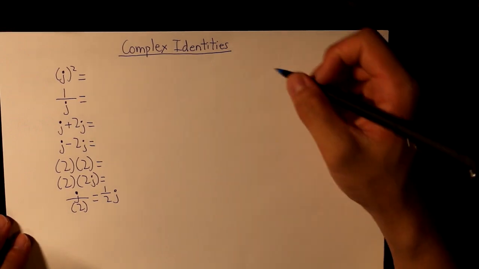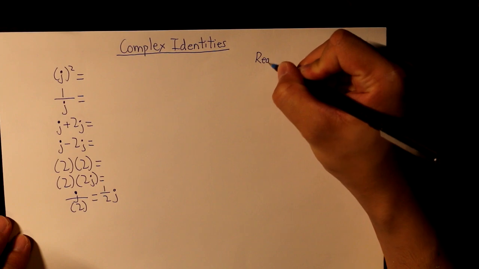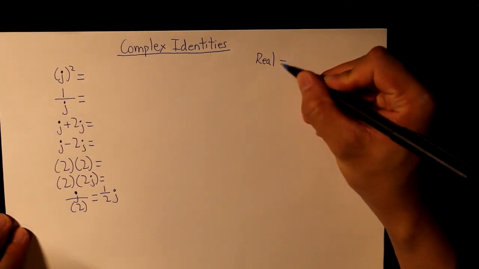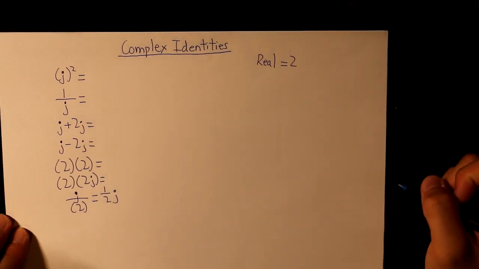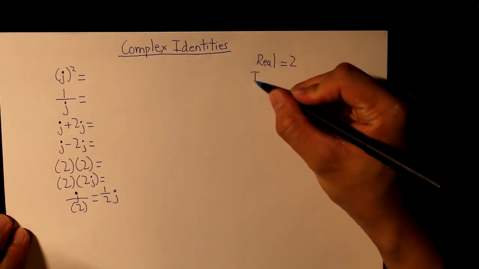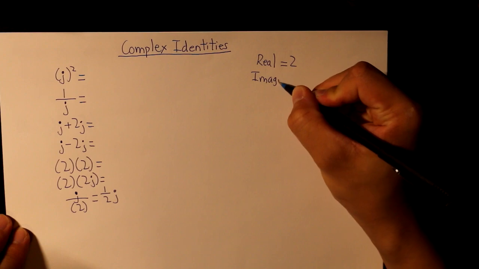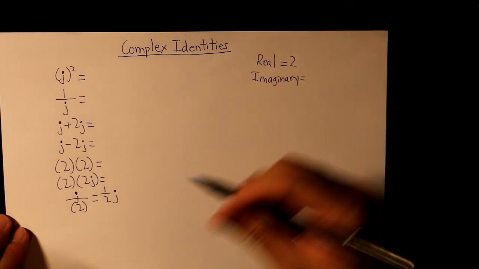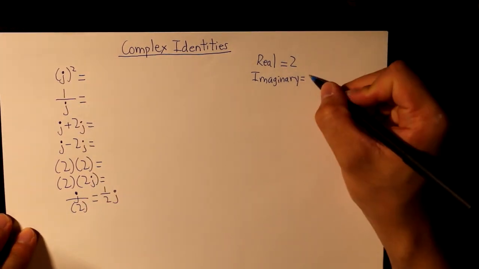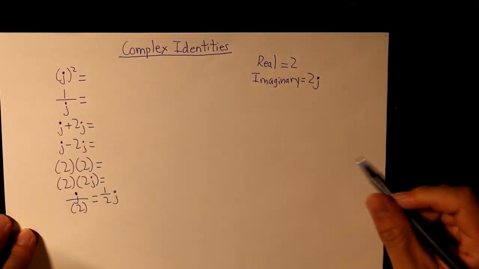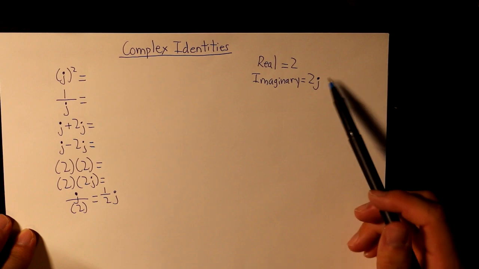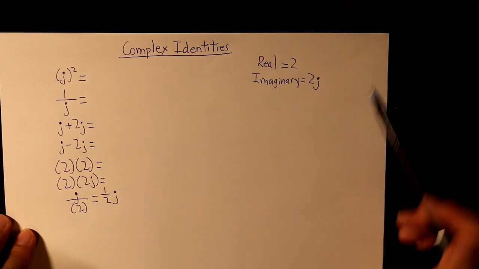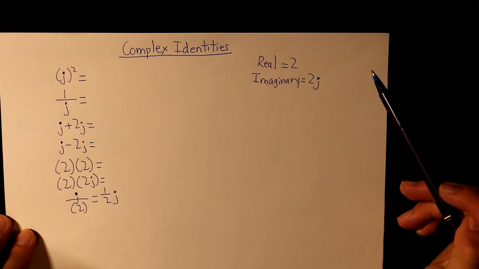So the real values would represent an ordinary number like 2, and the imaginary would represent a number with a coefficient j beside it, so 2j. Now we've got our real values and our imaginary values. Now let's discover the complex identities.